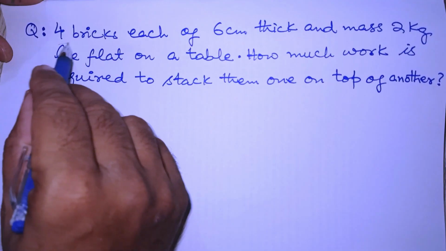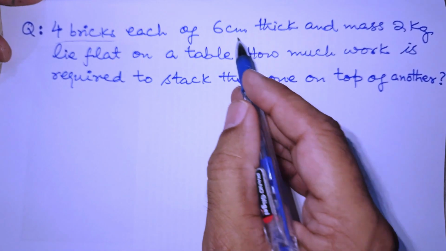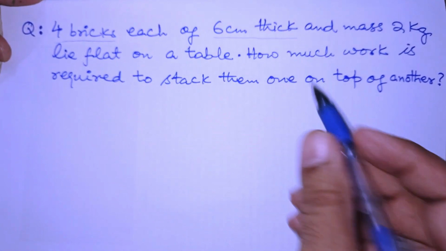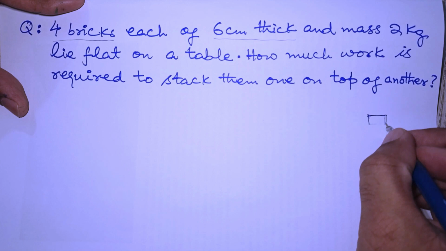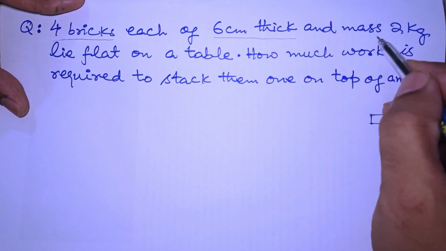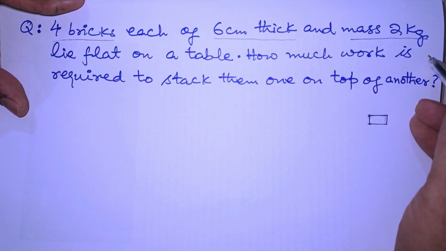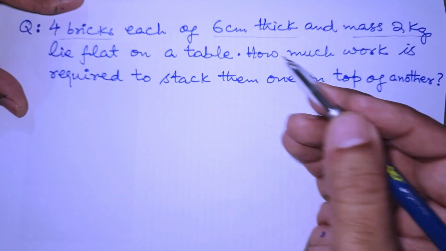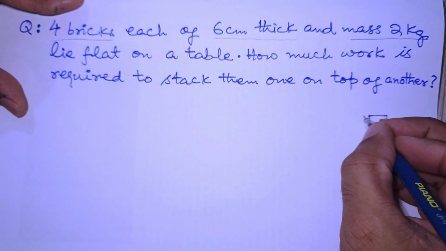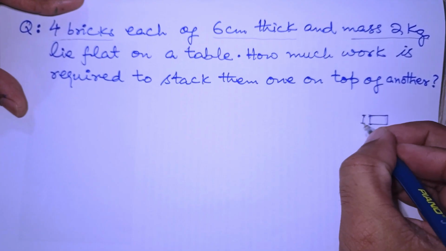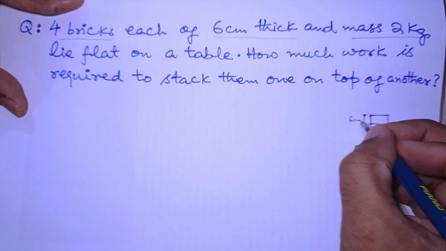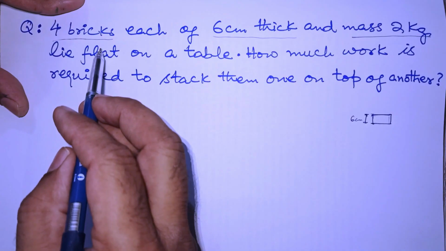Four bricks. The number of bricks is 4, each 6 centimeter thick. This is the thickness of a brick. Let this be the brick. Its mass is 2 kg. The mass of one brick is 2 kg. Its thickness is 6 centimeter, meaning its height is 6 centimeter. The height of the brick is 6 centimeter, and there are 4 bricks.